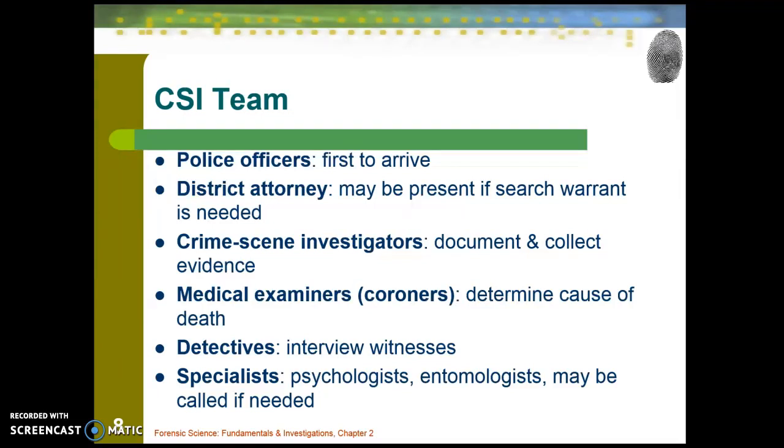And then detectives are there to interview witnesses, and they bring in specialists. This could be a psychologist, an entomologist. They may be called if needed. Not always, but depending on the situation, they will be in contact with these specialists if they need their assistance.